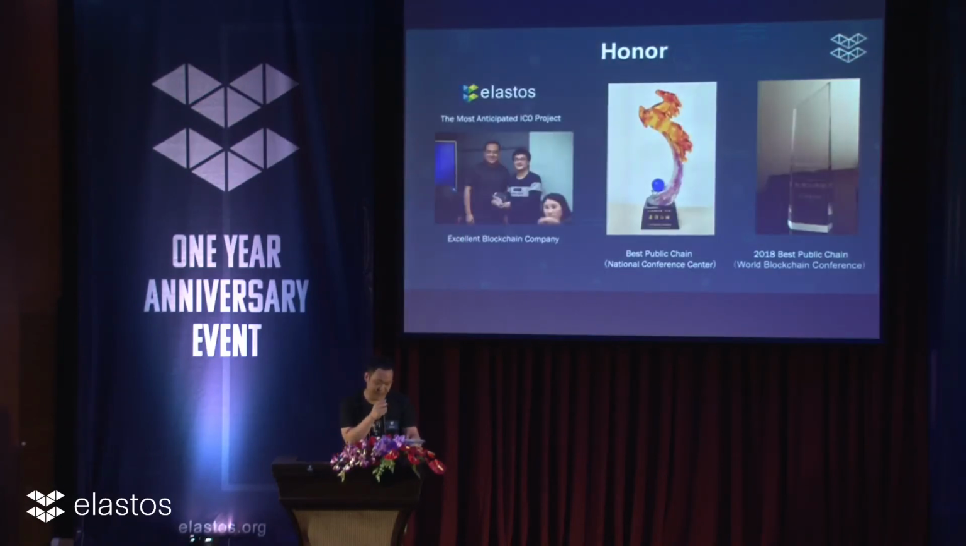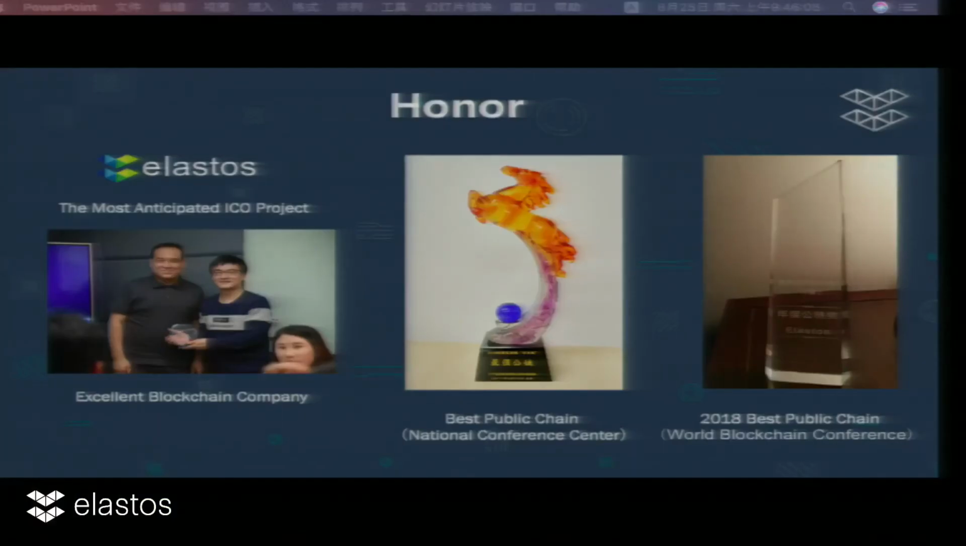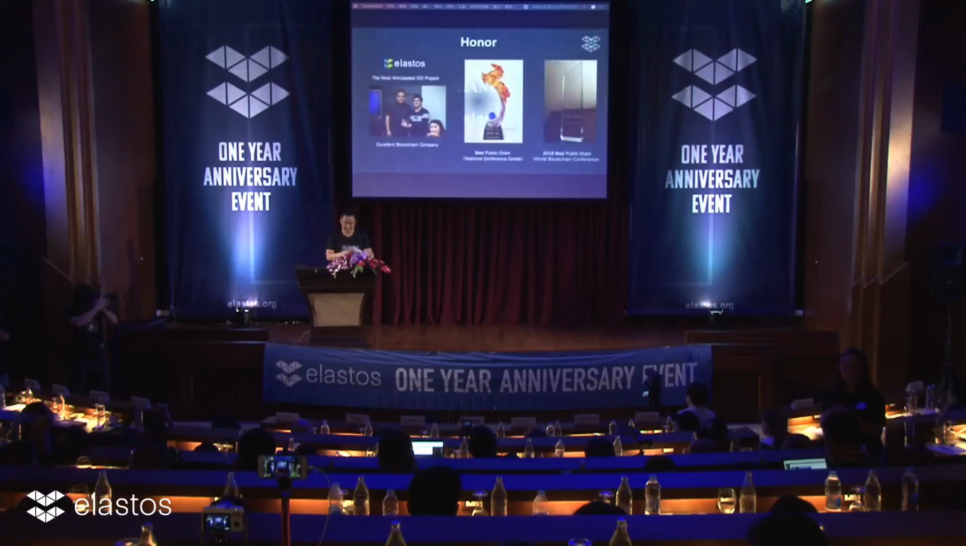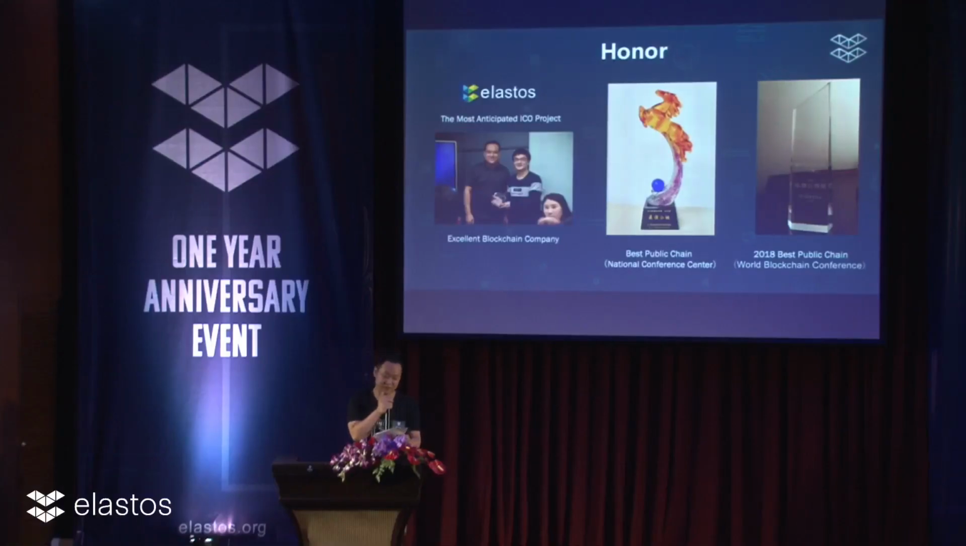Elastos got many awards in the past year. For example, Elastos was regarded as the most anticipated ICO project by media. Elastos was named an excellent blockchain company from Hubei, and was also rewarded as the public chain of the year and the strongest public chain. These honors are the recognition of the public. We will put more effort into developing our community and enhancing Elastos brand awareness to make the Elastos community stronger and stronger. That's all my speech. Thank you all.